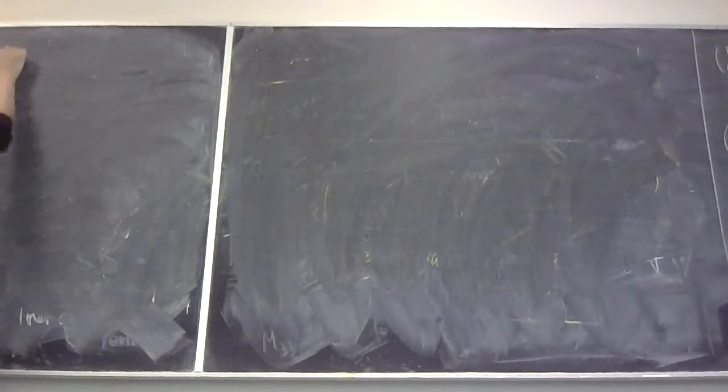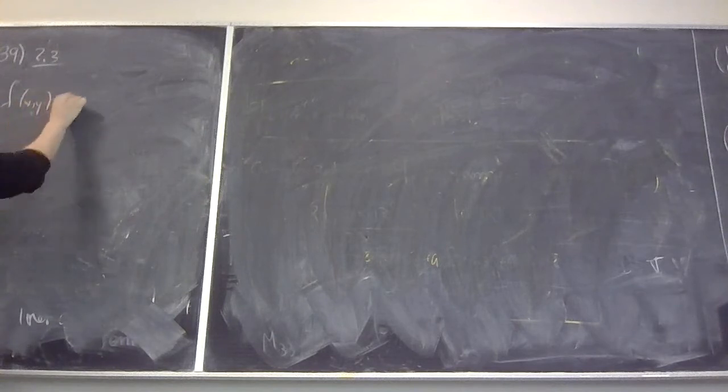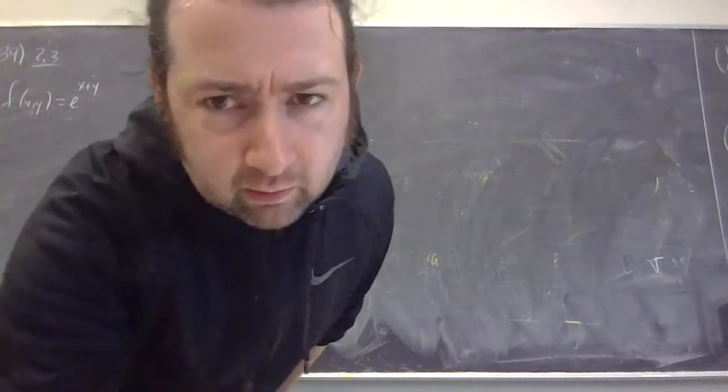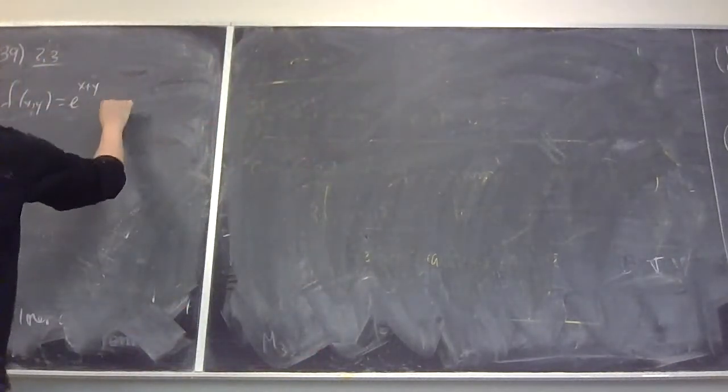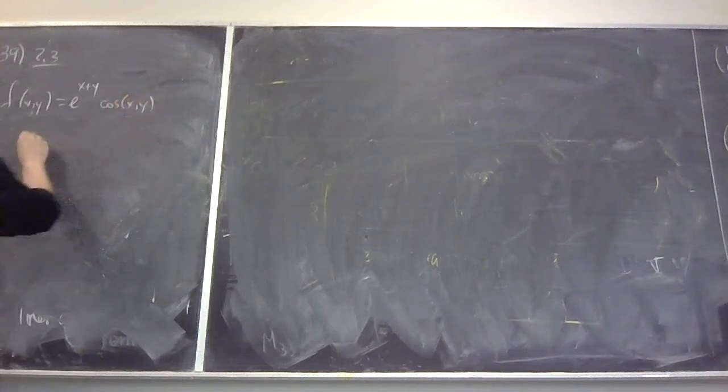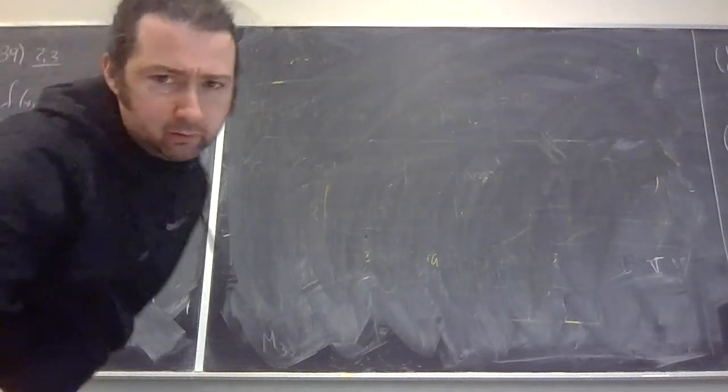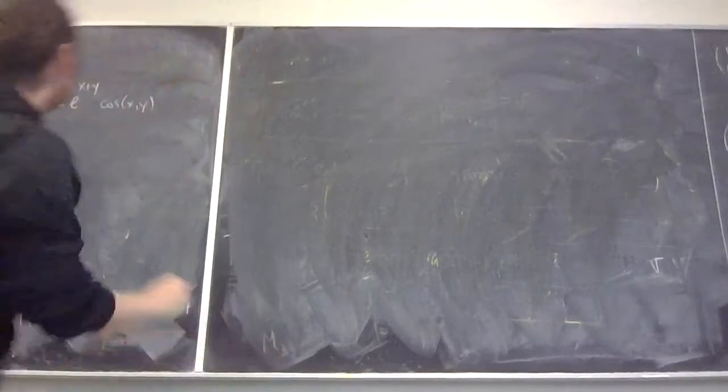Find an equation for the plane tangent to the graph of z equals e to the x plus y cosine xy at the point (0, 1, e). Is that right? Okay. 39, 2.3. So the function we're dealing with is f of x and y equals e to the x plus y cosine of xy, at (0, 1, e).